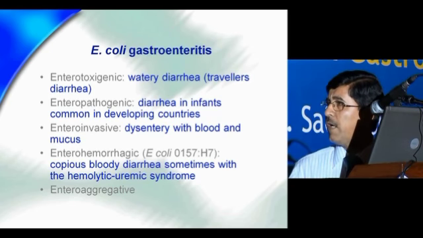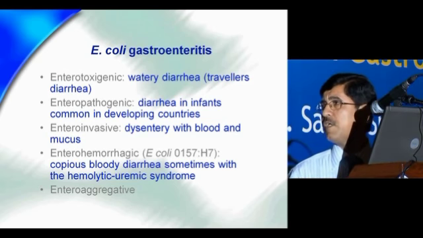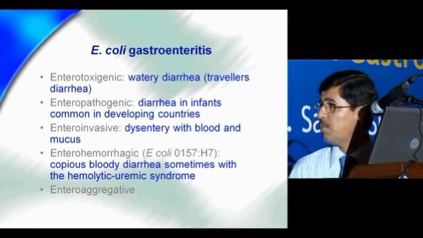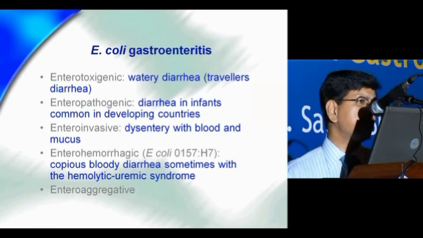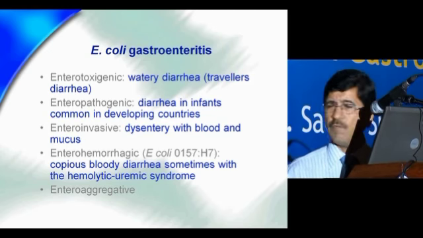Enteroinvasive invades the intestinal epithelium and produces dysentery. The person presents with blood and mucus. Enterohemorrhagic causes copious blood-stained diarrhea, sometimes with hemolytic uremic syndrome, and then there is enteroaggregative.